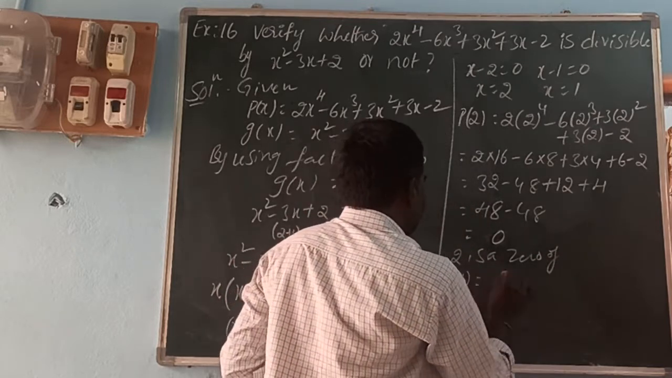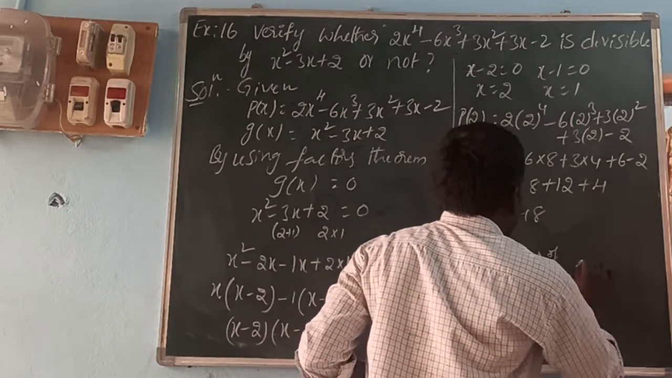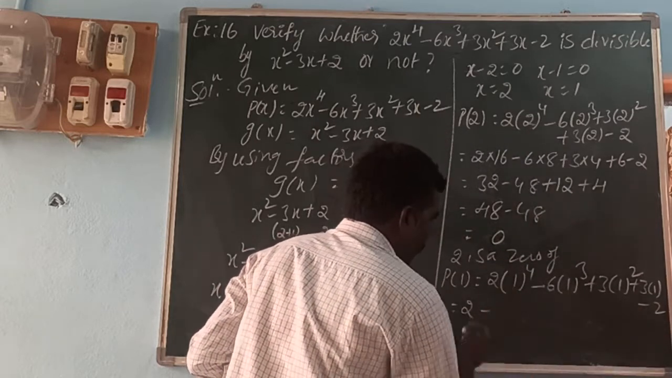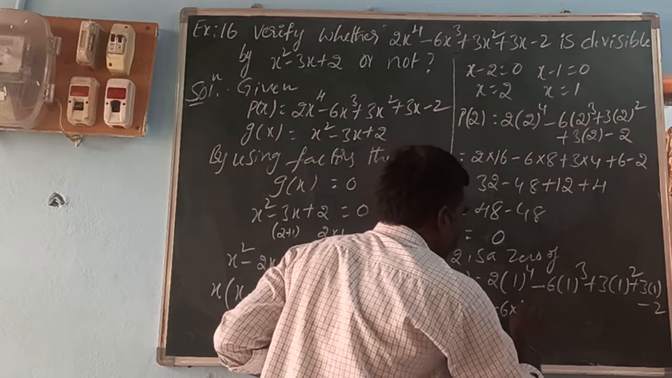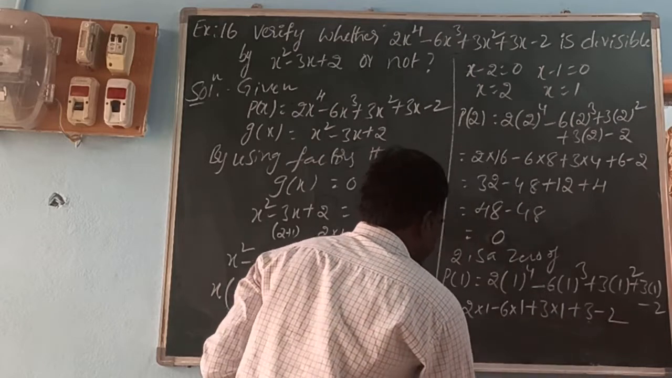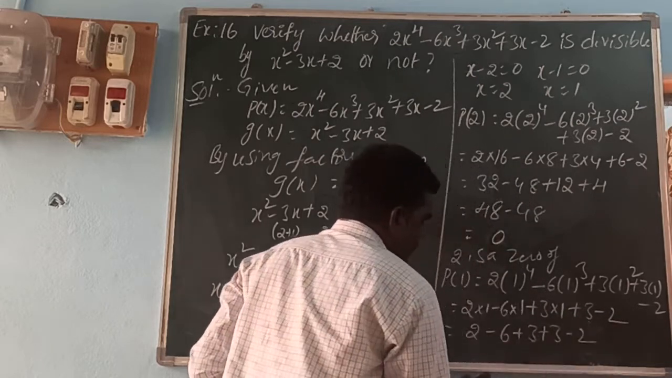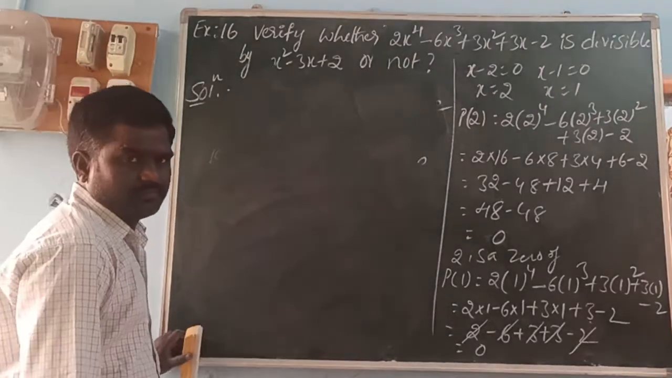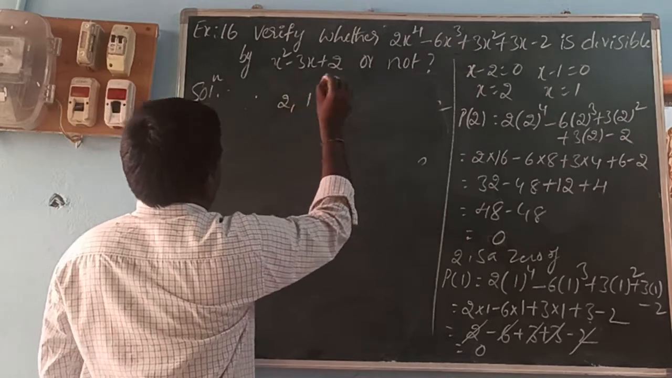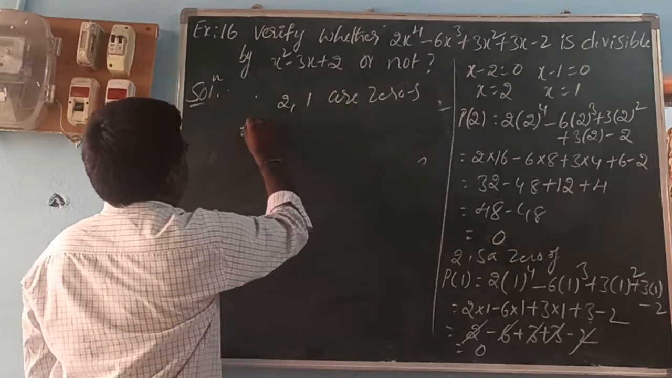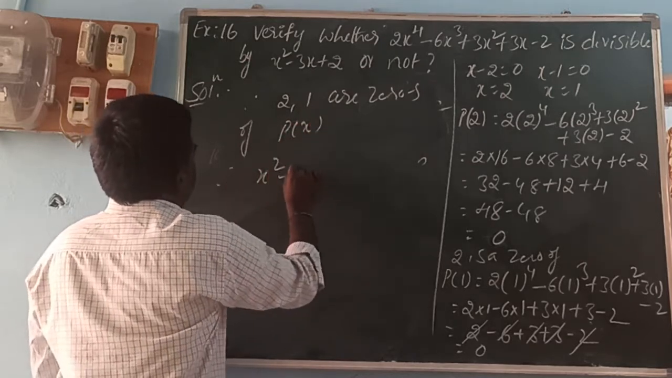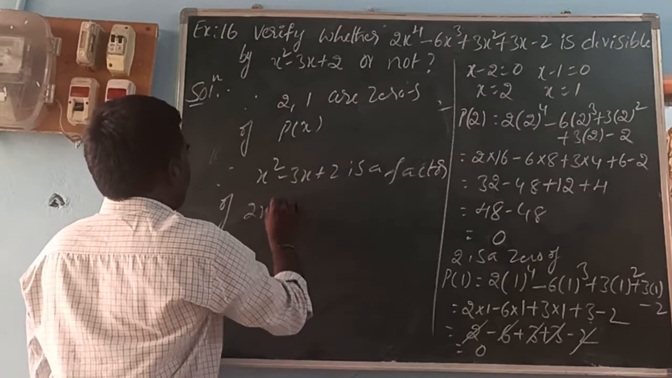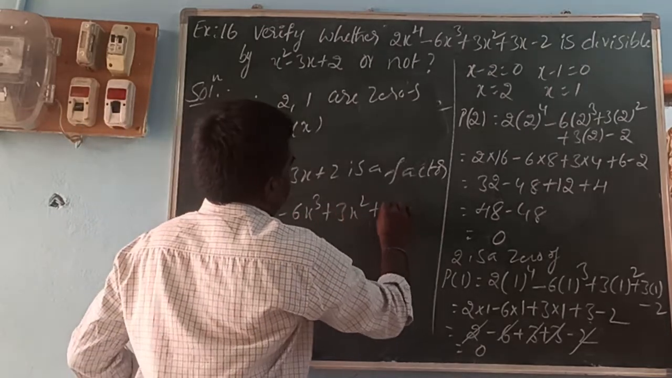Next, p(1) = 2 × 1⁴ − 6 × 1³ + 3 × 1² + 3 × 1 − 2. That is 2 − 6 + 3 + 3 − 2. The +2 and −2 cancel, and 3 + 3 − 6 gives 0. Therefore 2 and 1 are zeros of p(x), so x² − 3x + 2 is a factor of 2x⁴ − 6x³ + 3x² + 3x − 2.